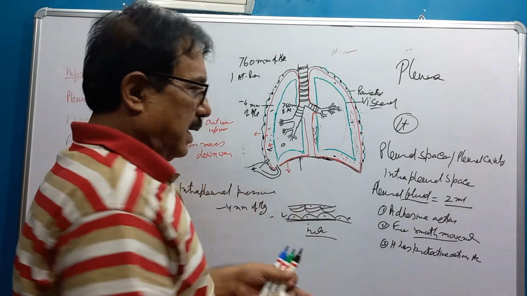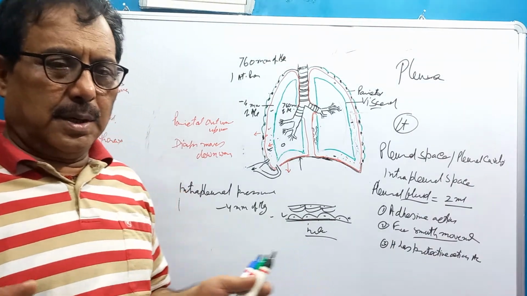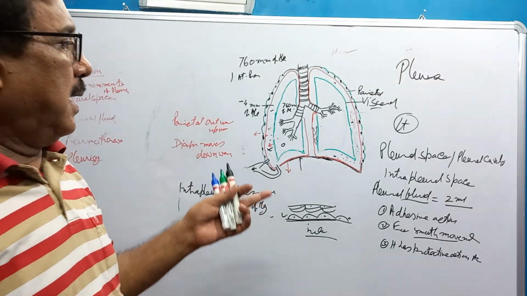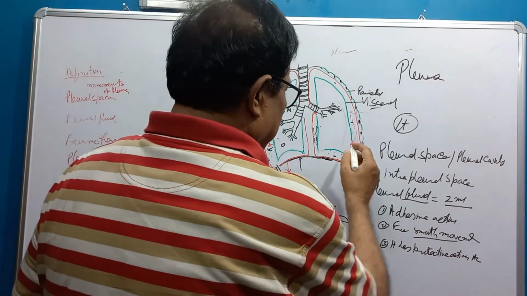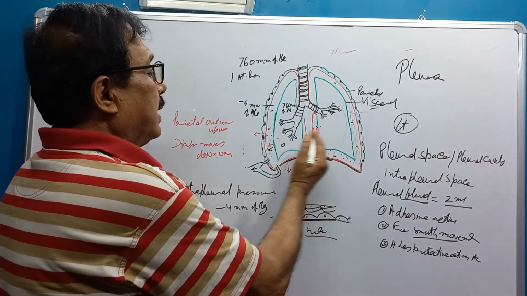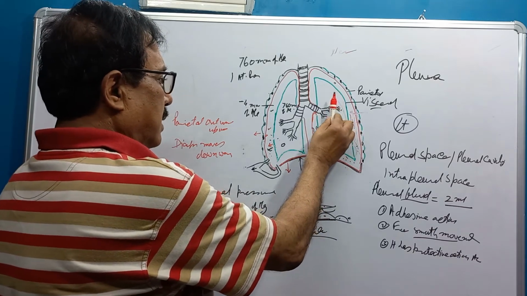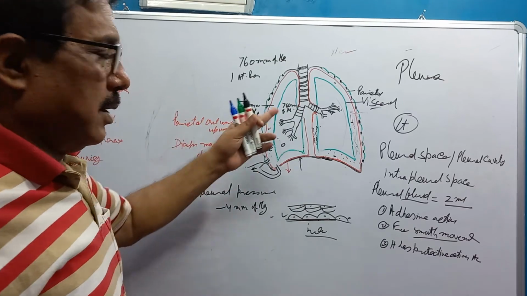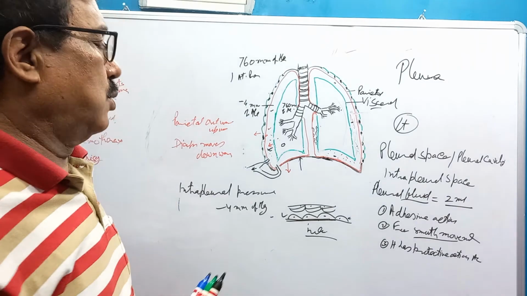And when fluid accumulates in this space, the normal movement of the lung during inflation and deflation is restricted, hampered. And when the fluid is more, then treatment is essential. When the fluid becomes more, it may press this lung, and the mediastinum to the other side, causing hampering of movement of the lung on the other side also.